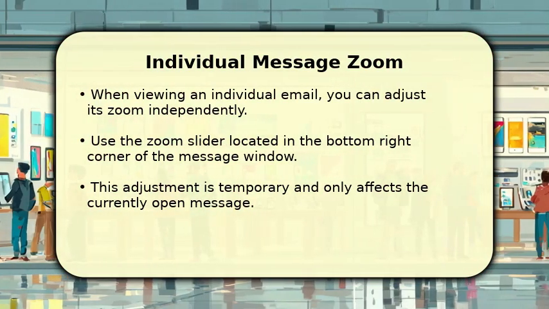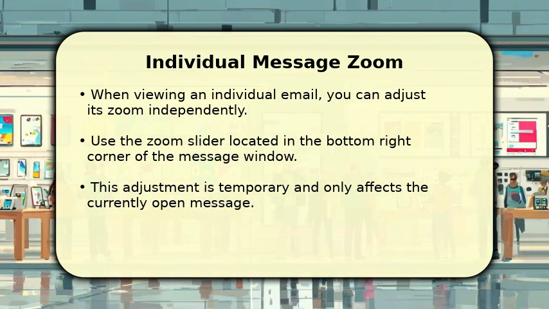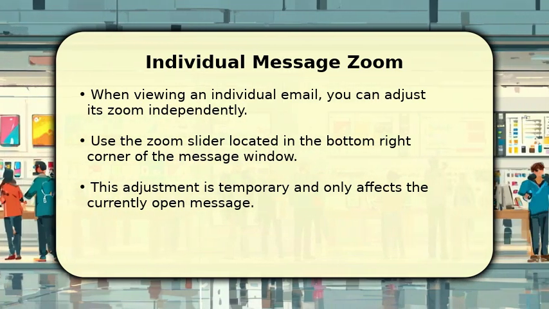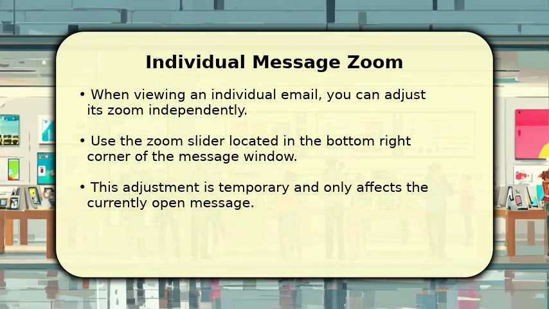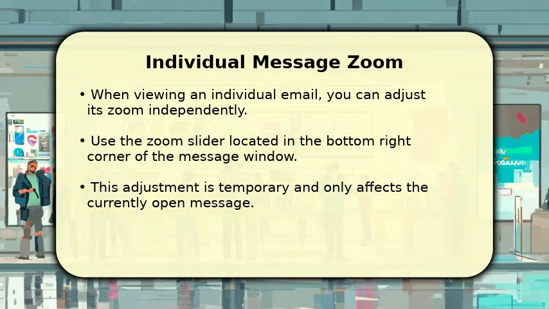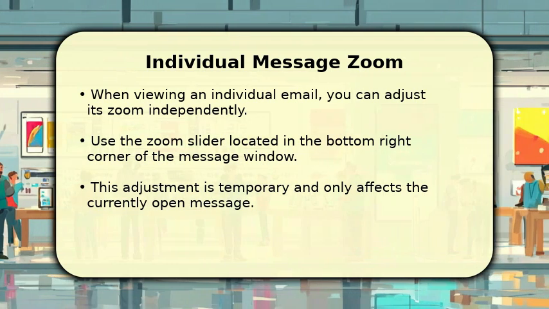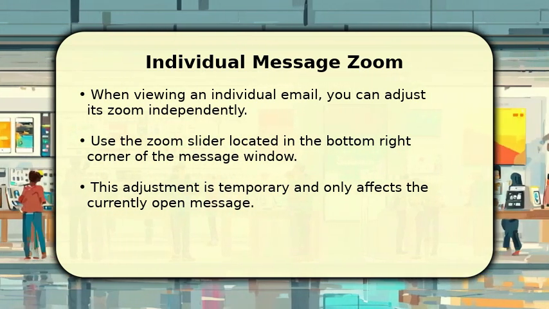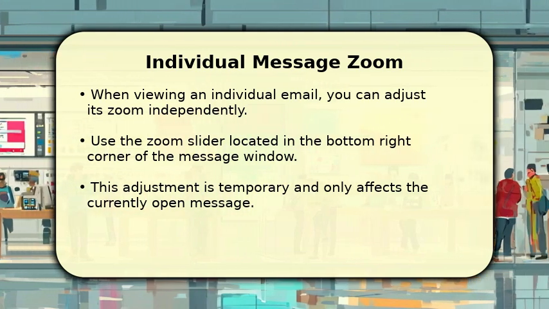Sometimes you might want to adjust the zoom for just one specific email without changing your overall settings. When you have an individual message open in its own window, look for the zoom slider located in the bottom right corner. You can drag this slider to increase or decrease the text size for that particular email. This adjustment is temporary, affecting only the message you are currently viewing and won't alter your default settings.